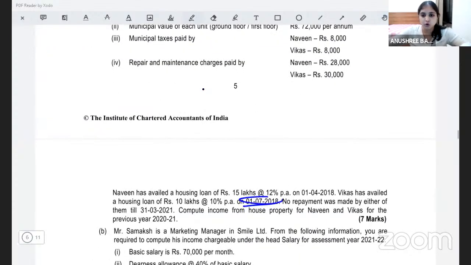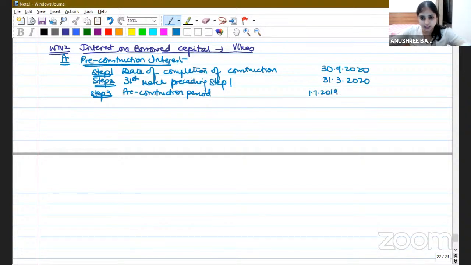Vikas borrowed the loan on 1st July 2018. And when will we end the period? I told you on the step 2 date, that is 31st March 2020. Then step 4 will be our pre-construction interest. Nothing but for this pre-construction period, what is the interest? This period is how long? In 2018-19, you will have 9 months. In 2019-20, you have 12 months. So total this period is for 21 months.